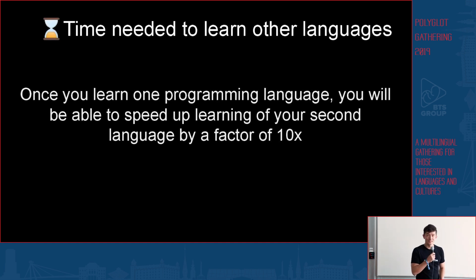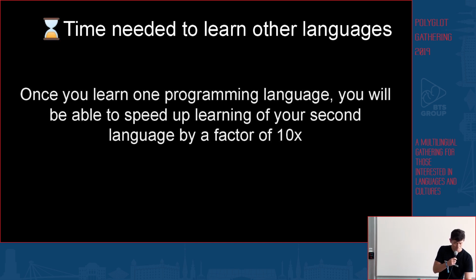Next, let's talk about how much time we need for learning a programming language. I would say it depends, but once you get fluent in one programming language, you understand all the concepts and you know how to build various apps and things, then learning another programming language will be very easy. I would say that you'll decrease the time by a factor of 10.